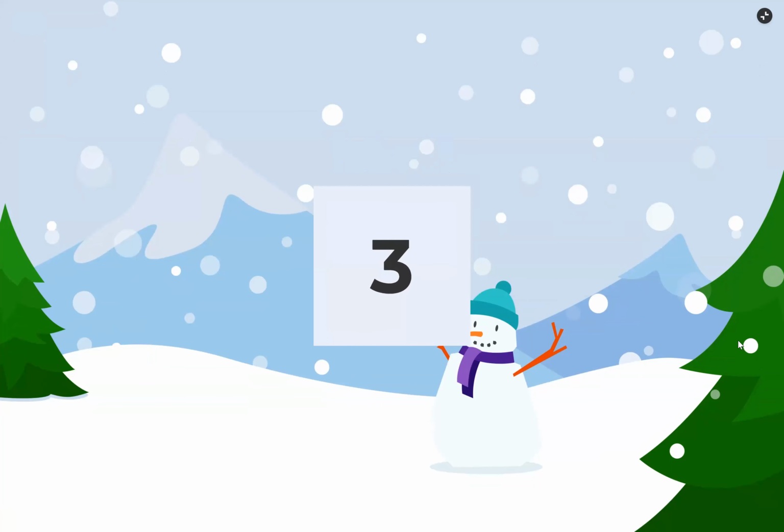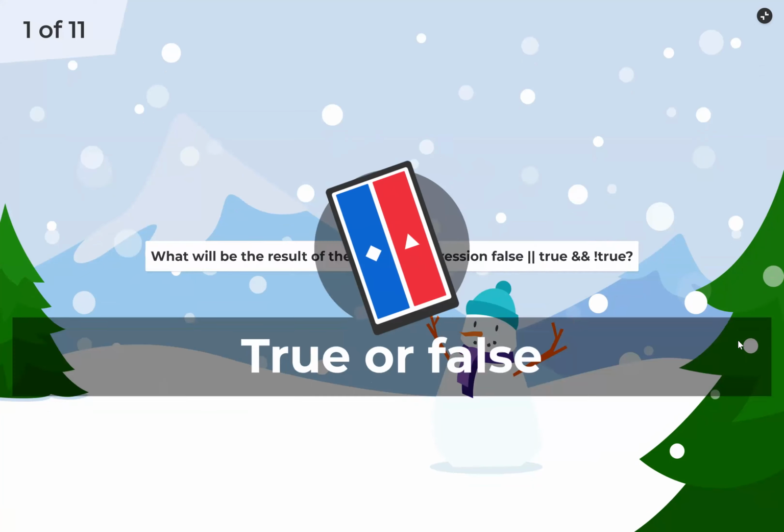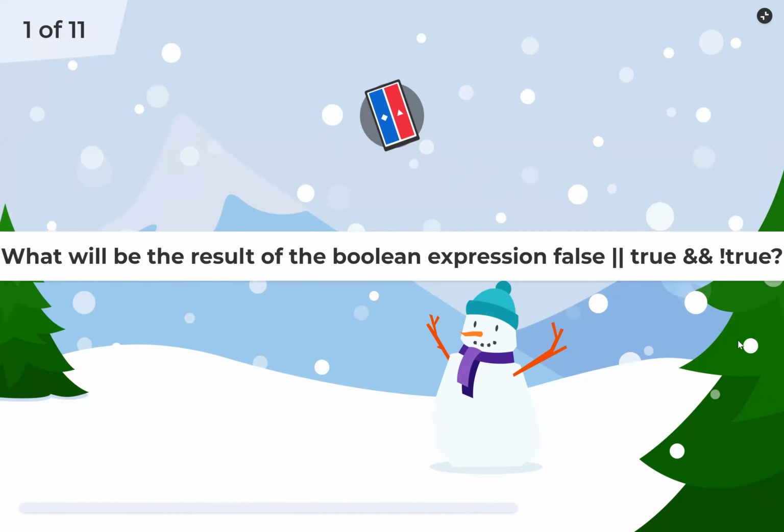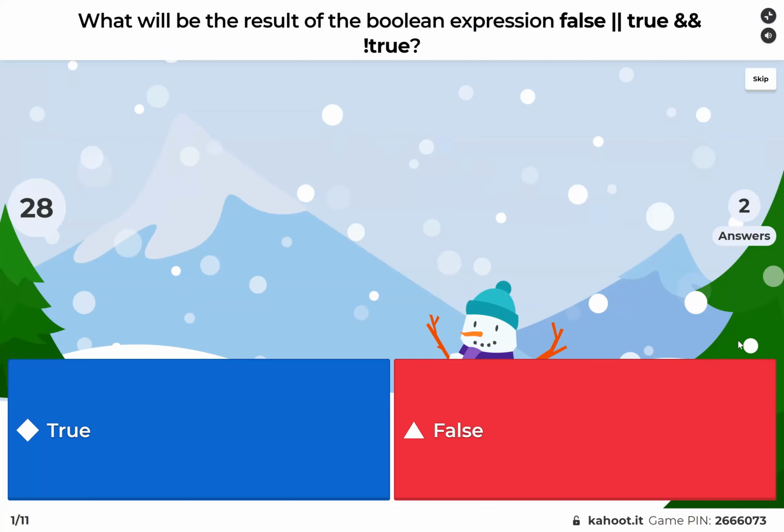All right, units 3 and 4 review. Here we go. True or false? What will the result of this Boolean expression be? False or true and not true.